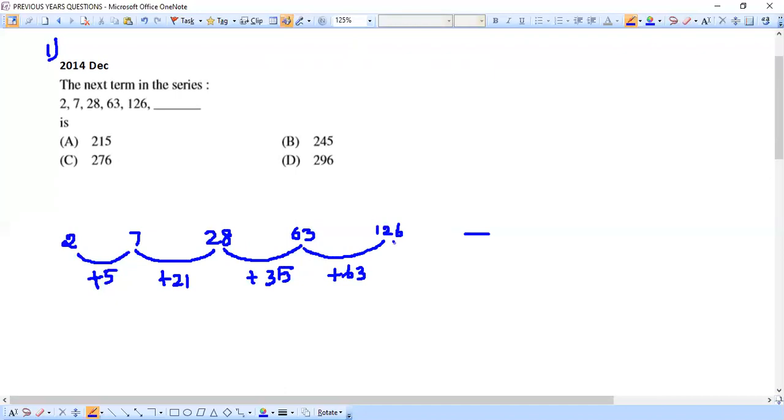So what comes next? This is our question. See whether we are able to observe any pattern with these added numbers. That's what we need to check. So let's see: plus 5, plus 21, plus 35, plus 63. The moment we see these numbers, we check whether any pattern is followed. But the numbers look very strange, so they don't seem to form any pattern. That means don't waste your time. Just go for a second level difference.